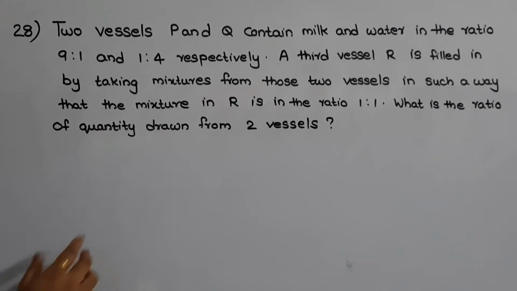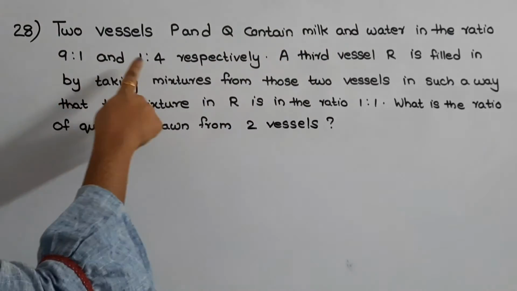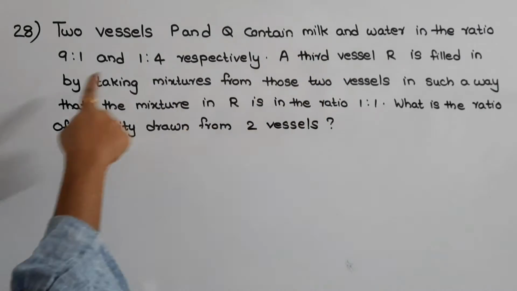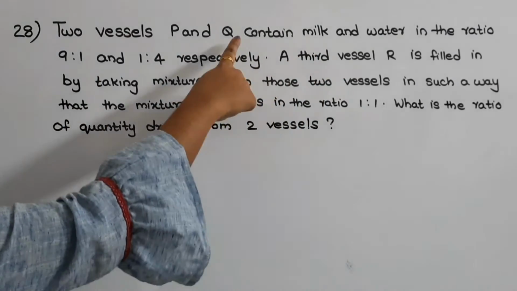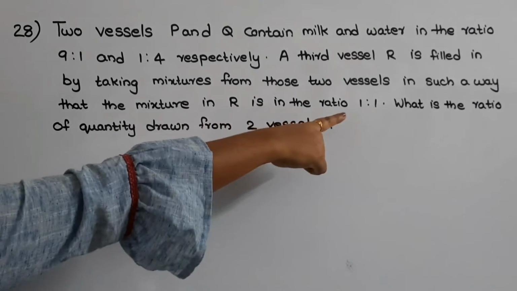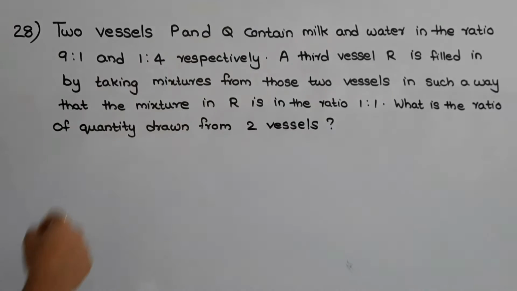The next question is, two vessels P and Q contain milk and water in the ratio 9:1 and 1:4 respectively. A third vessel R is filled in by taking mixtures from those two vessels in such a way that the mixture in R is in the ratio 1:1. What is the ratio of quantity drawn from these two vessels?